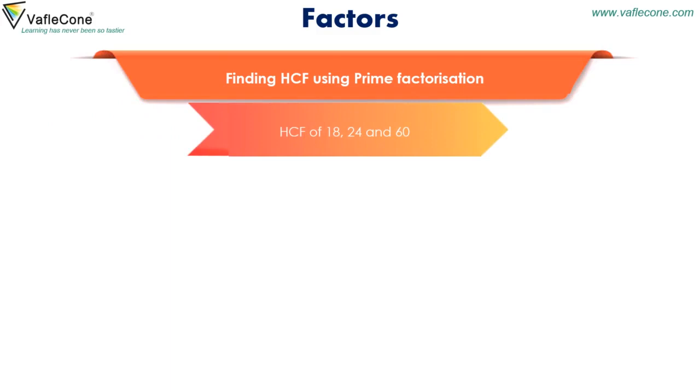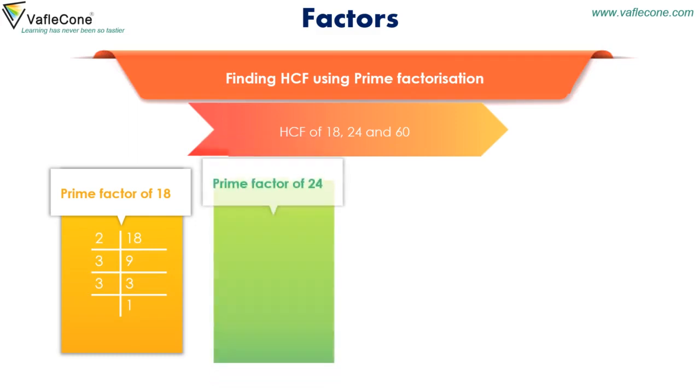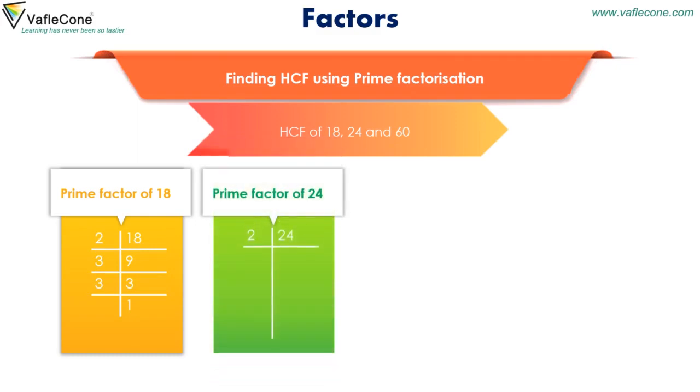Prime factors of 18. 18 divided by 2 is equal to 9. 9 divided by 3 is equal to 3. 3 divided by 3 is equal to 1. Prime factors of 24. 24 divided by 2 is equal to 12. 12 divided by 2 is equal to 6. 6 divided by 2 is equal to 3. And 3 divided by 3 is equal to 1.